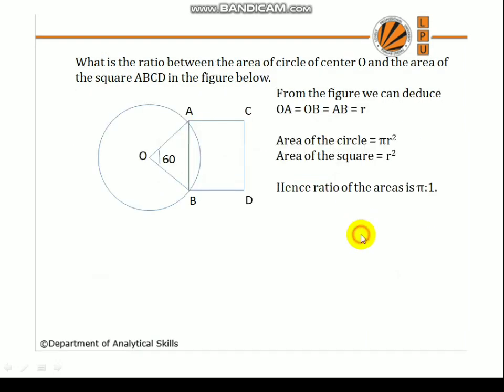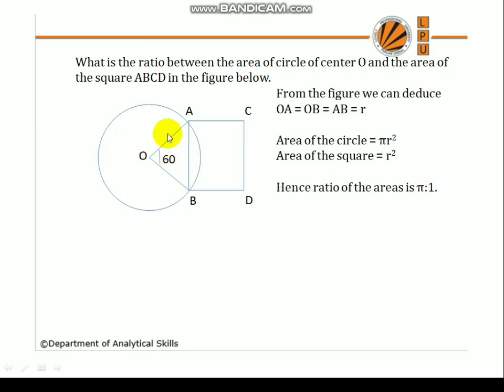Let's see the next problem. What is the ratio between the area of the circle and the area of the square ABCD in the figure given below? So you can see the figure here. A circle and a square are formed, but there is a triangle also given for our verification and to solve the problem easily. Triangle OAB is given and angle O is 60 degrees.